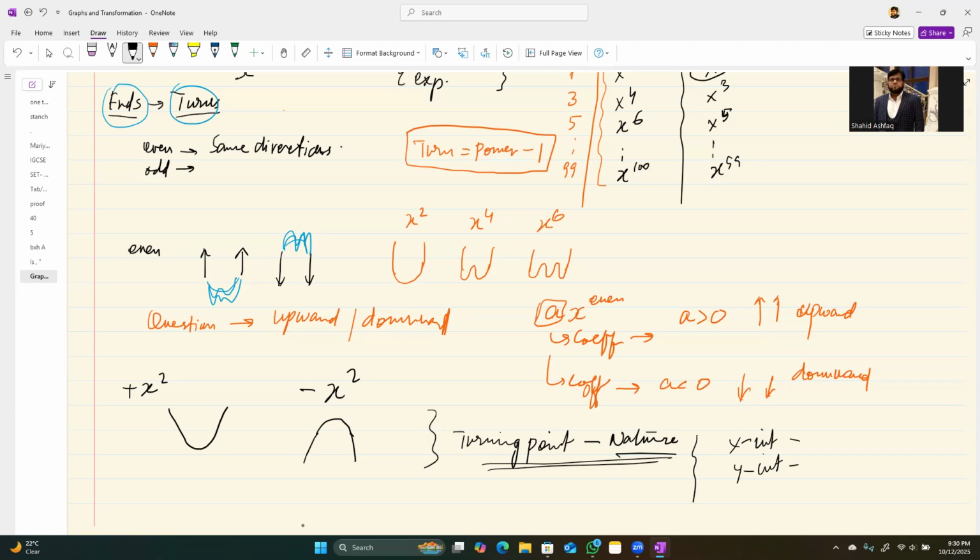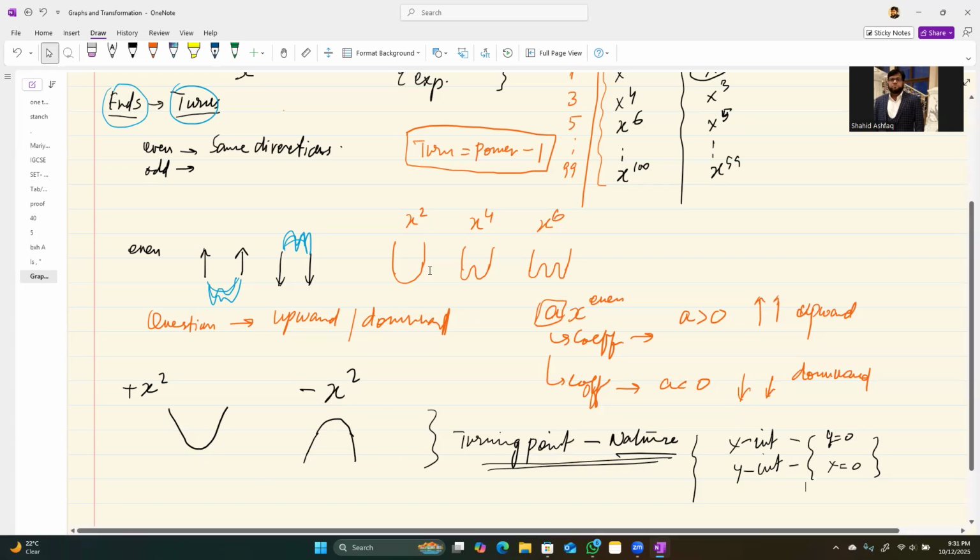Definitely we know how to get the nature if we have the turning points. If you don't know, just recall it again. To find an x-intercept, we put y equals 0 into the equation, and when we need the y-intercept, we put x equals 0 into the equation and get those intercepts. Right here, we are more concerned with how the graph should look when we draw it.